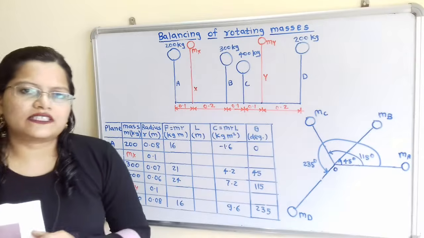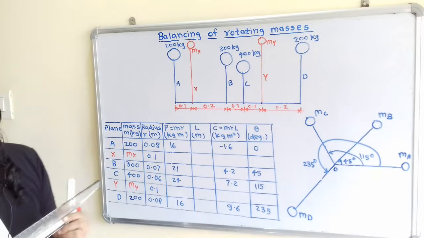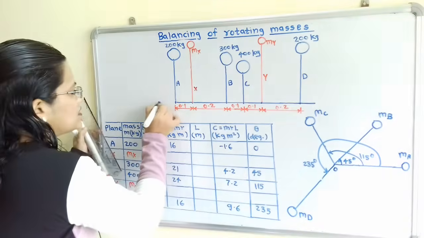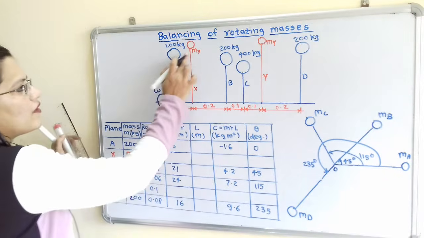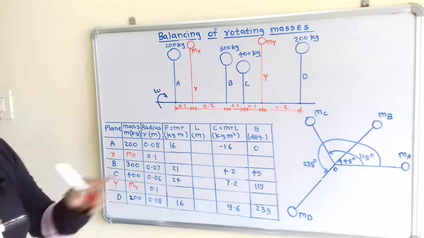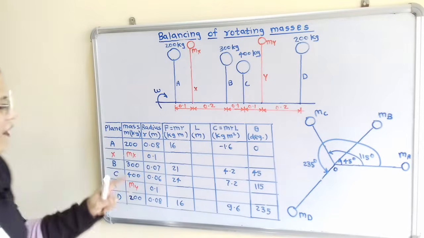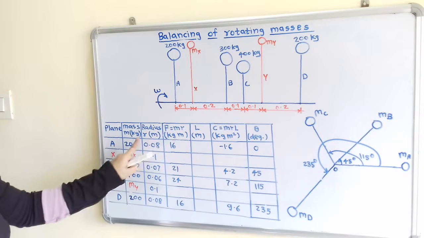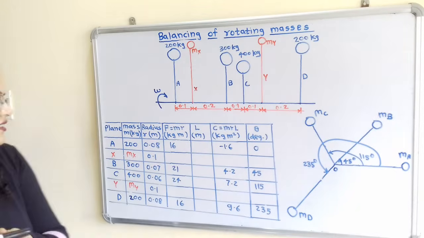Then we will calculate the centrifugal force. What is the formula for centrifugal force? That is m r omega square. All these masses are rotating about this shaft with an angular velocity omega, so this angular velocity is the same for all these masses. So we will consider centrifugal force as m into r, and its unit is kilogram meter. We just multiply this mass and this radius of rotation, that is 200 into 0.08, which is equal to 16.